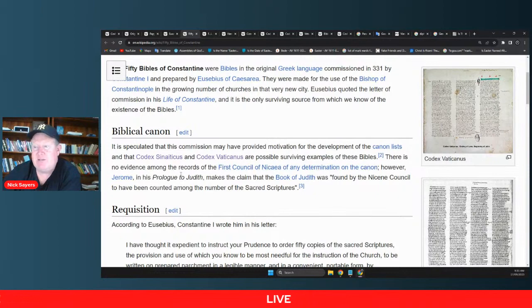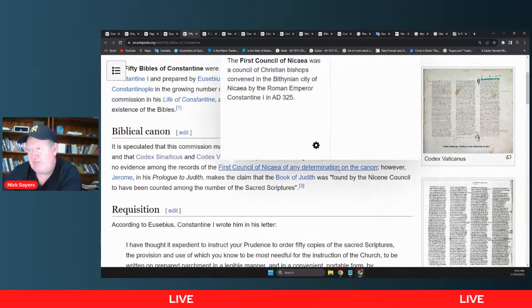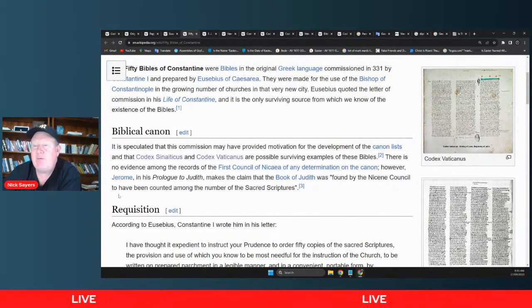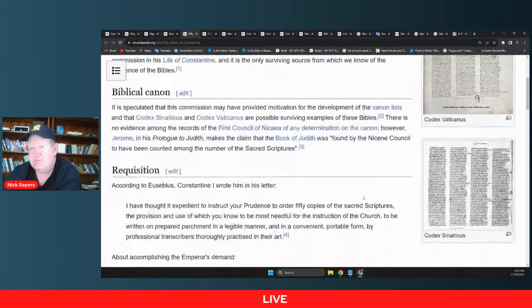There is no evidence among the records of the First Council of Nicaea of any determination of the canon. However, Jerome in his prologue to Judith makes the claim that the Book of Judith was found by the Nicene Council to have been among the number of the sacred scriptures.